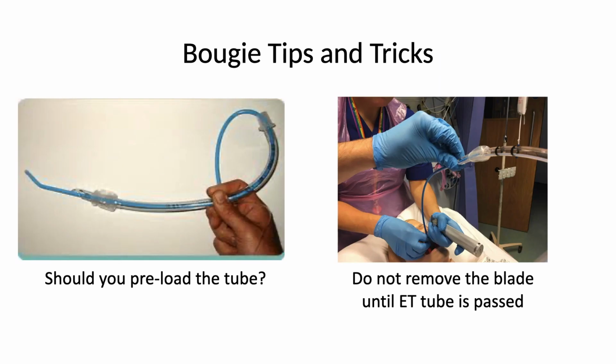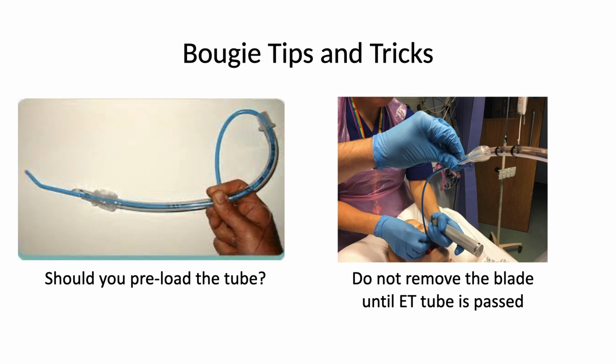Couple other things I'd like to encourage you to do. These are some common mistakes I see in the field. One is preloading the Bougie with the tube. I know it seems fast and it looks kind of cool, but one of the reasons we use the Bougie is because it gives you tactile feedback. So you're supposed to feel the tracheal rings. If you're in the right spot, you should feel the railroad tracks of the tracheal rings as it goes down.